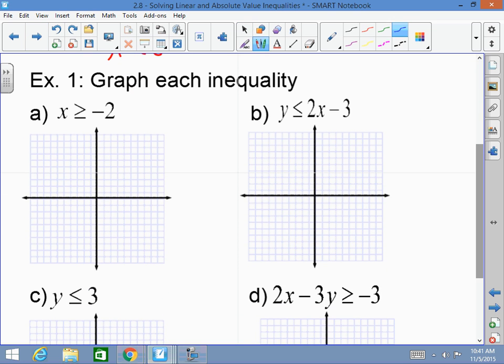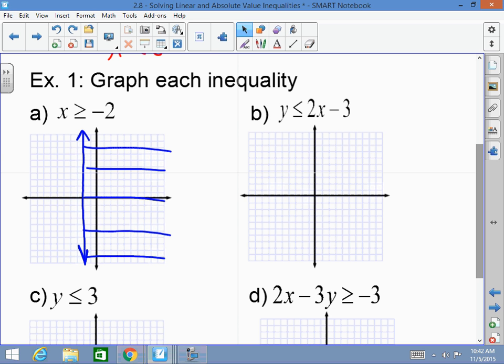x is greater than or equal to negative 2. What kind of an equation, what kind of a line is x is greater than or equal to negative 2? It's a vertical line. Very good. It's going to be solid as well. So am I going to go to the left or to the right of this one? To the right because it's greater than. Excellent job, gentlemen. Now, real quick, all of these are equal to as well.